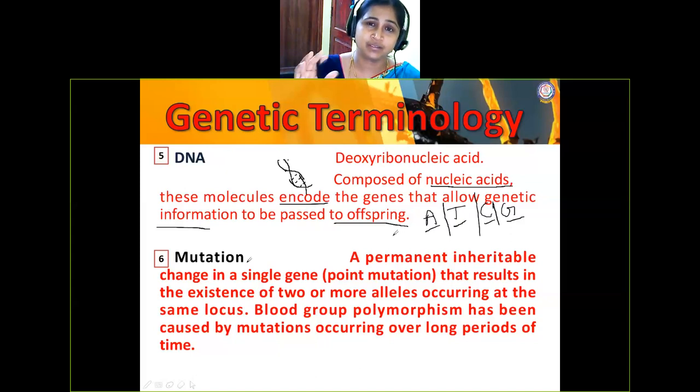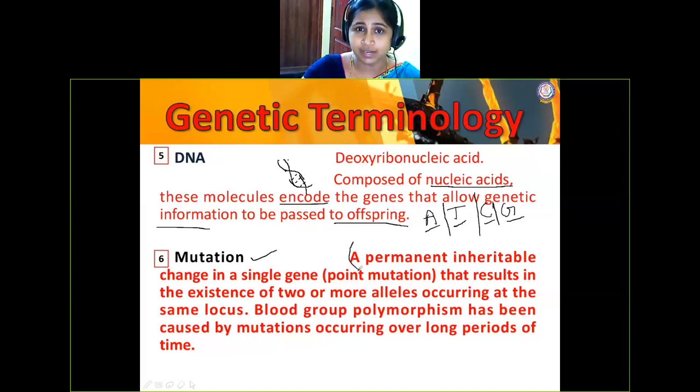Next, a very interesting term, mutation. I told about the COVID-19, how it gets transformed from harmless to harmful. It's all based on this only, mutation. In simple terms, mutation is nothing but a sudden change in the gene. I'm not saying a scientific term. In a very simple term, it is a sudden change in the gene.